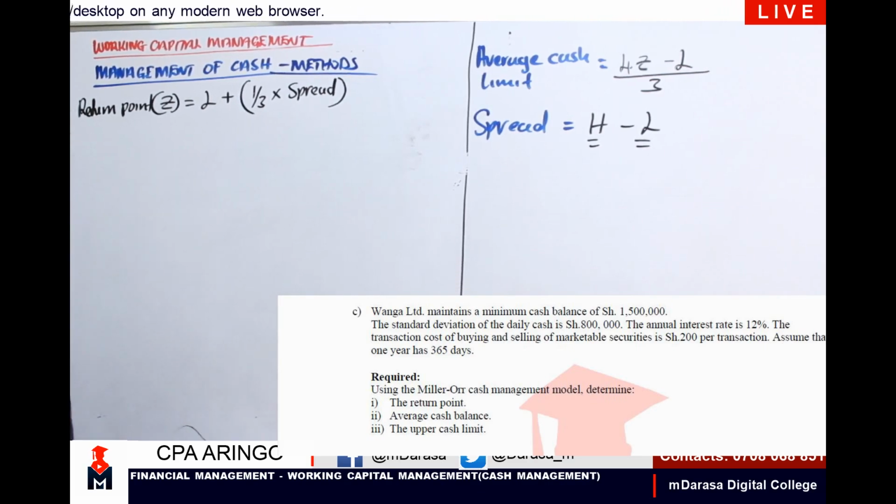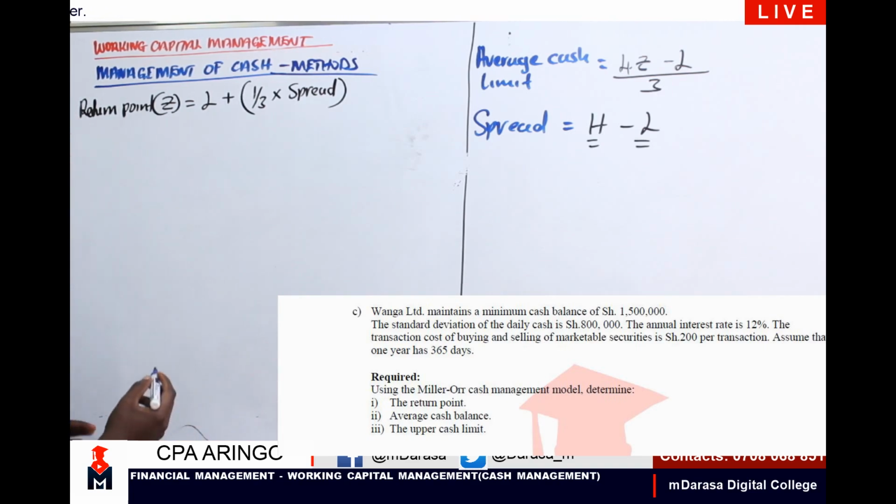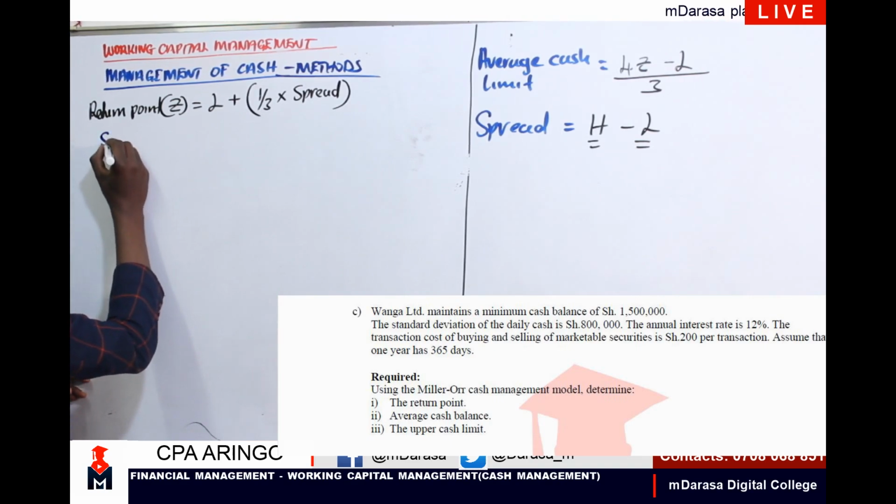Many times I'll always be given our lower cash limit. So the big question I'm going to ask myself is: do I know how to work out our spread? Of course, we should ask that question to ourselves.